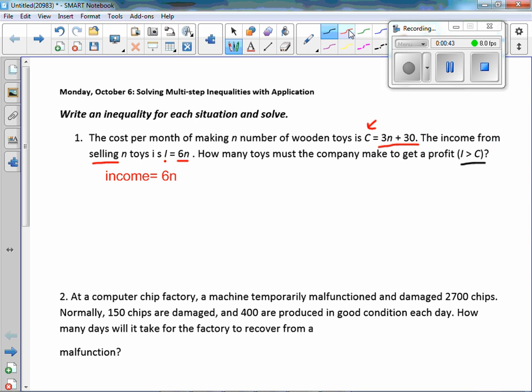Okay, let's just go ahead and write our inequality. Do we know what the income is? We know the income is 6n. So we're going to write 6n as our income. And so what do we want it to be? Greater than the cost. So we see the cost here is 3n plus 30. So we have our income here, and we have our cost here.